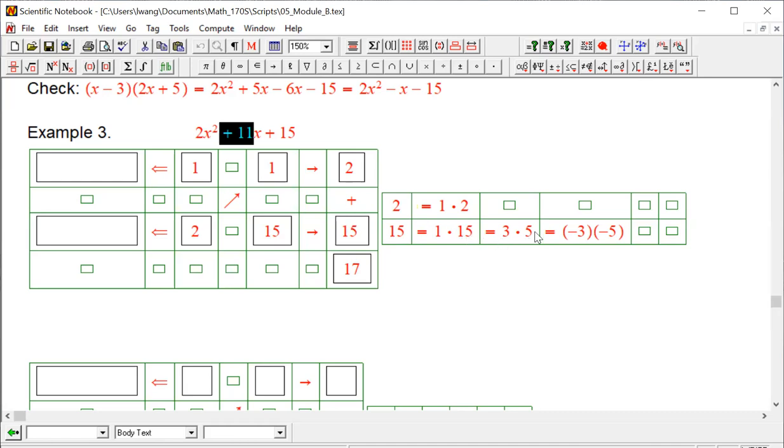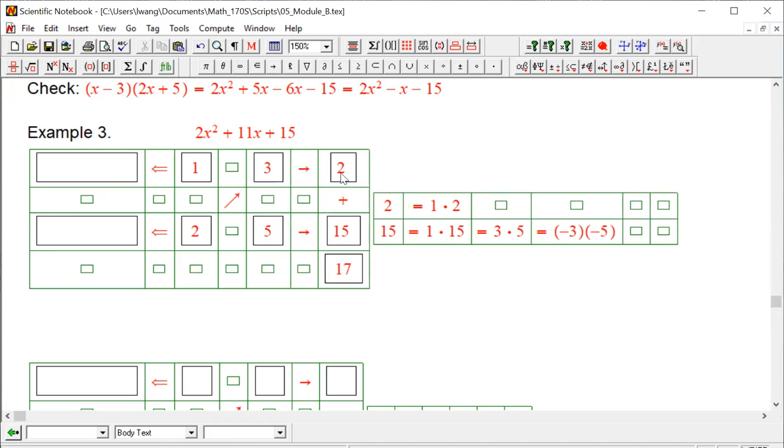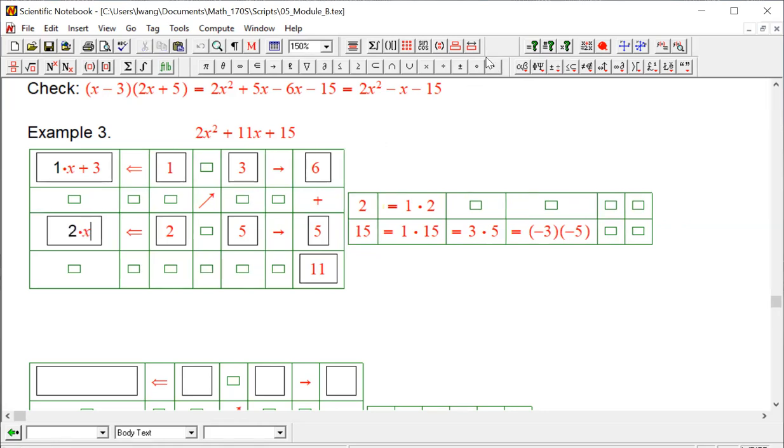So let's try 3 times 5, right? So we have a 3, we have a 5. 2 times 3 is 6. 1 times 5 is 5. 6 plus 5 is 11. And 11 matches the positive 11 right there. So we found the perfect match. We're going to make our factors. So 1 times x plus 3, and over here 2 times x plus 5.